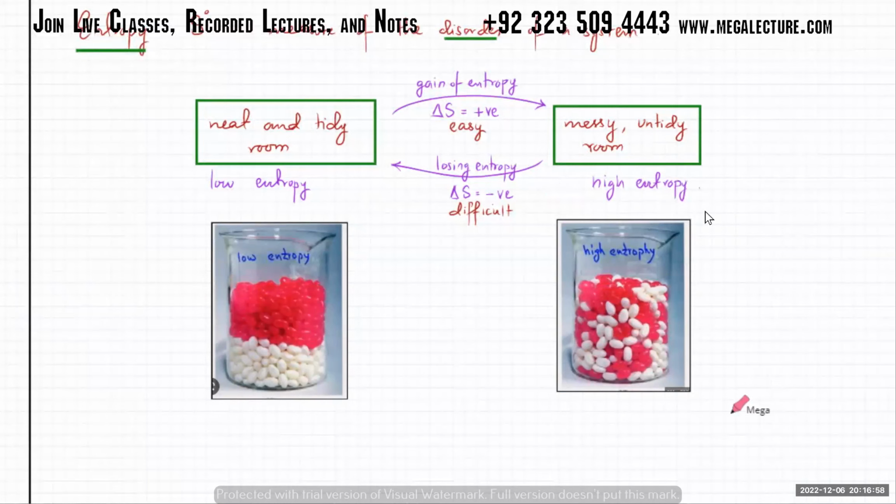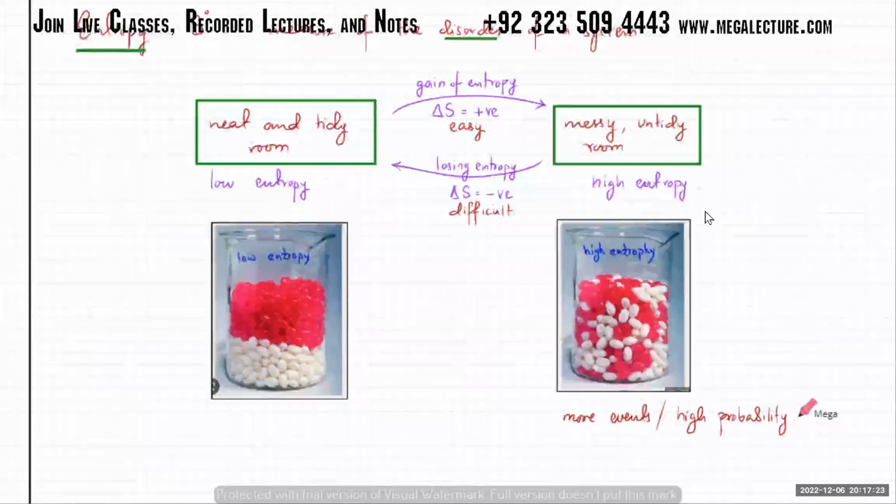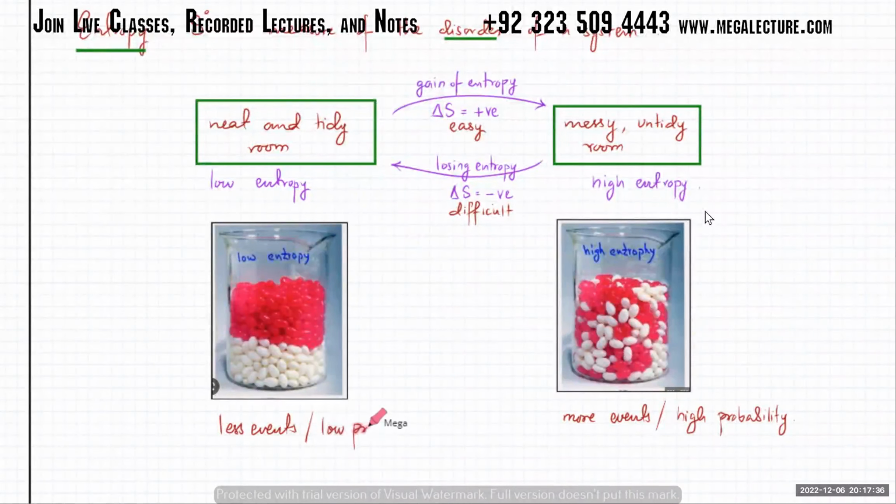There's more probability, you got more events. Okay, there's more events, almost infinite events of high entropy states. And it's got a very, very high probability. Okay, so there are infinite possible ways in which the marbles can be arranged in a disordered way. And there are very few events in the ordered case, so it's got a very low probability.